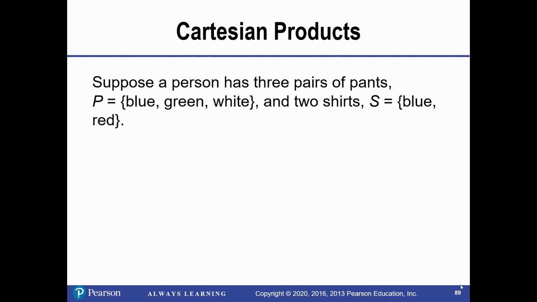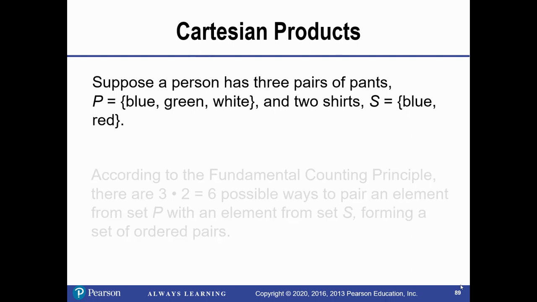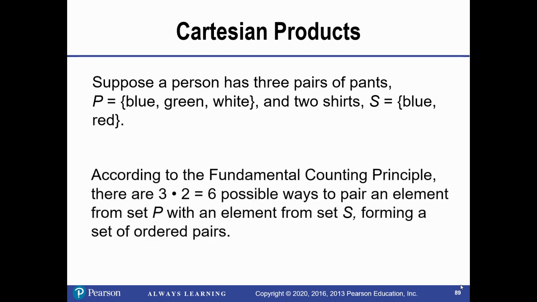Suppose we have 3 pairs of pants, blue, green, and white, and 2 shirts, blue and red. And so we have the set P representing the pants and S representing the shirts. According to the fundamental counting principle, we know that there are 6, 3 times 2, possible ways to pair the elements from set P with the elements of set S.